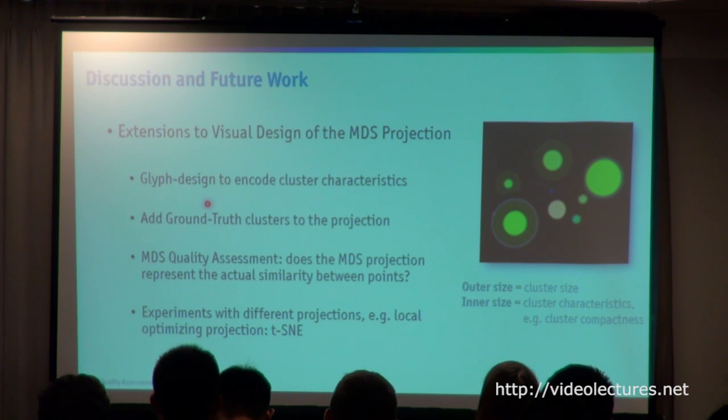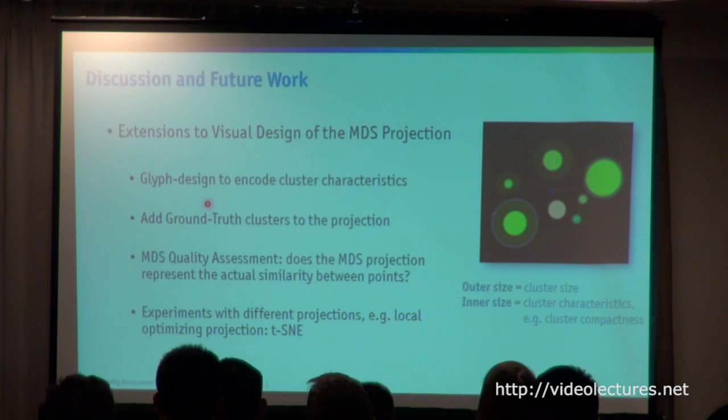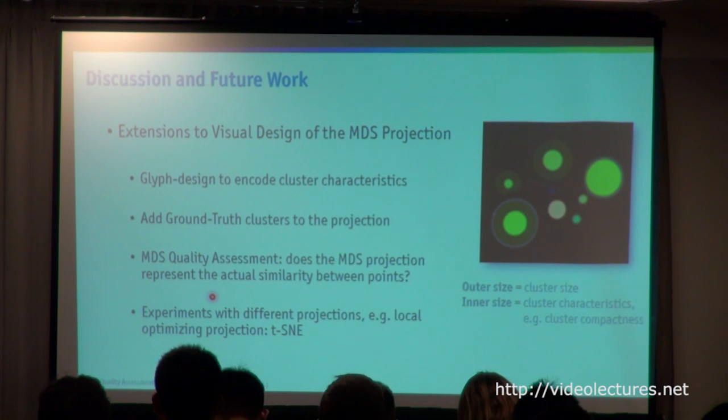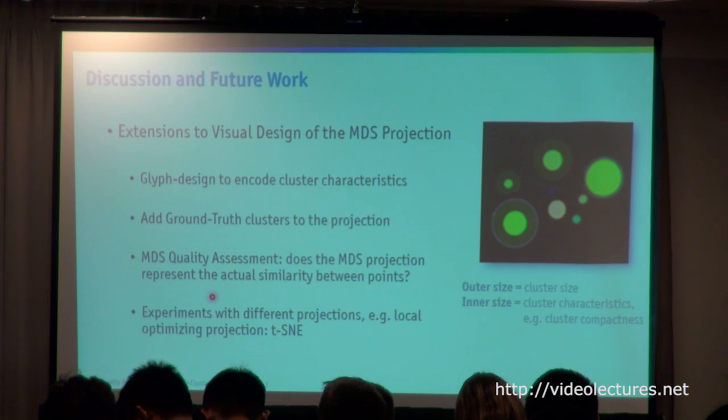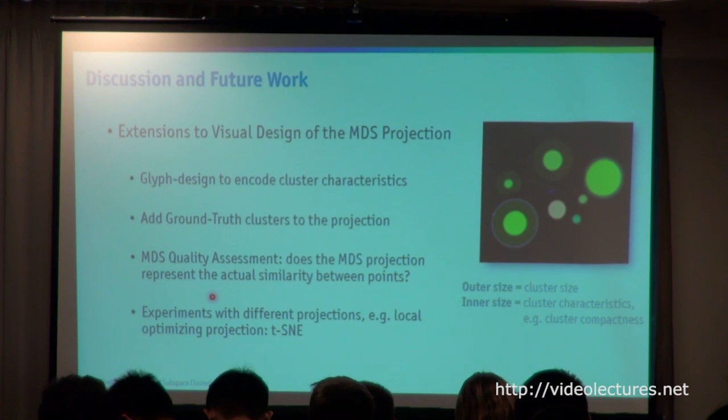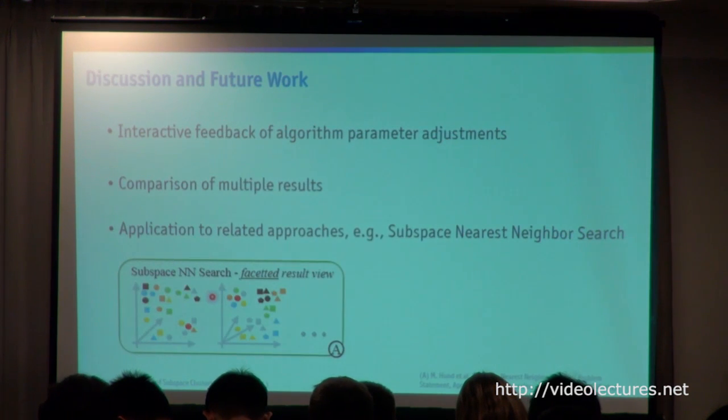Furthermore, we so far relied on the MDS projection as perceived by the user, but the main problem is that the MDS projection often does not actually show the actual distances. So we should also work on quality assessment to show whether the MDS projection itself makes any sense. And finally, also some experiments with other projection techniques like t-SNE or other distance-preserving quality measures.